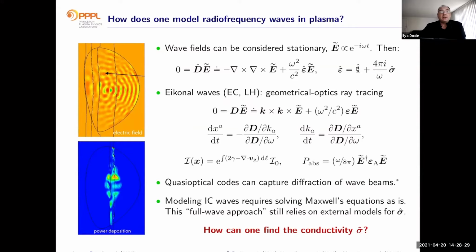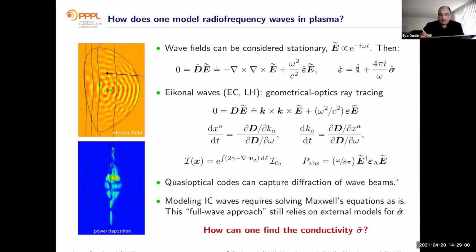Then it's convenient to use the geometrical optics approximation. So basically you calculate rays, geometrical optics rays, using ray equations, and then you calculate the intensity along these rays using simple formulas that I don't need to explain. And then what you really need in the end is to calculate the absorption power. So the absorption power is essentially determined by the anti-Hermitian part of the dielectric tensor.